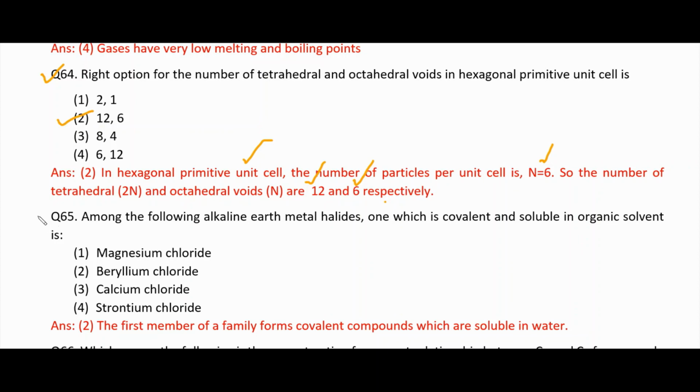Next question, question 65. Among the following alkaline earth metals, which one is covalent and soluble in organic solvent? We know that the first member of every family forms compounds which are covalent. So, in the case of alkaline earth metals, the first member is beryllium. So, beryllium compounds are usually covalent in nature. So, the correct option is 2.